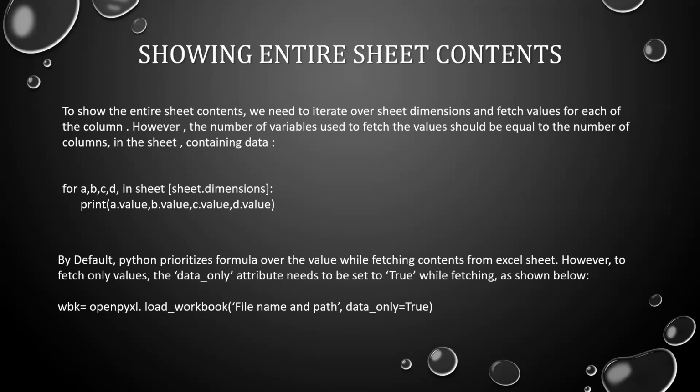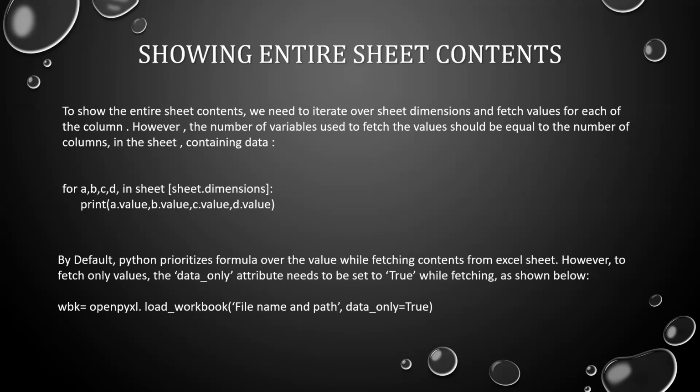Now, one thing that needs to be kept in mind over here is the number of columns returned by dimension and the variables you are using to fetch those values should be equal. If not, the program is going to throw an error. Along with that, we need to set the data only attribute to true so that Python prioritizes values over formulas instead of formula over values, which is the default attribute of Python code using Openpyxl. So this is the first method.